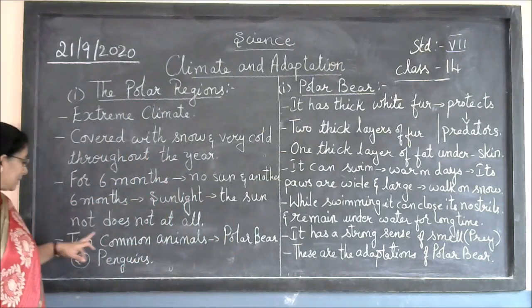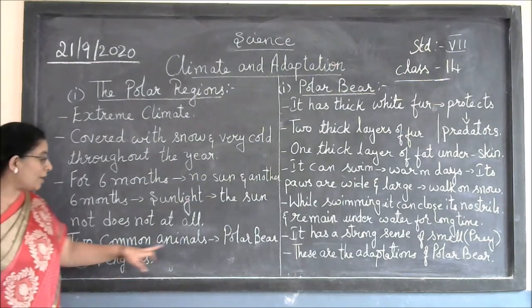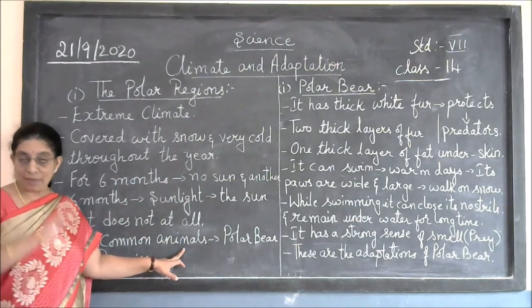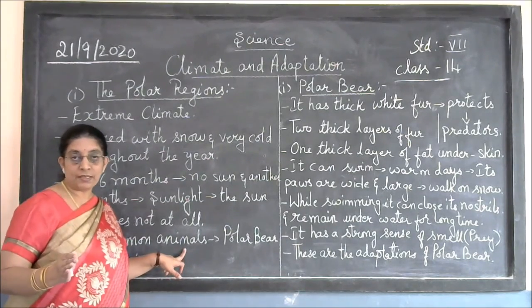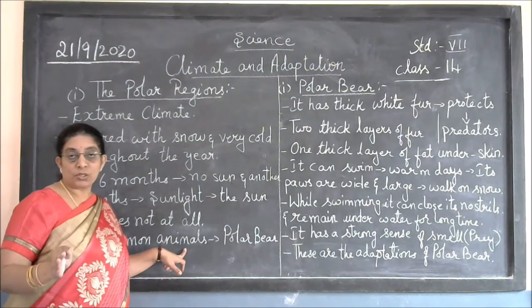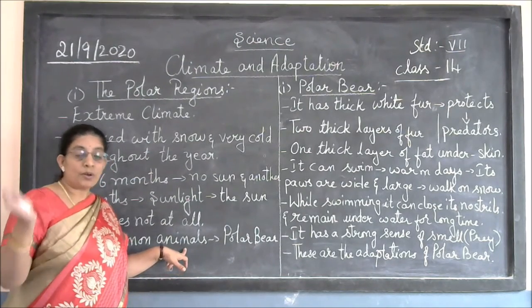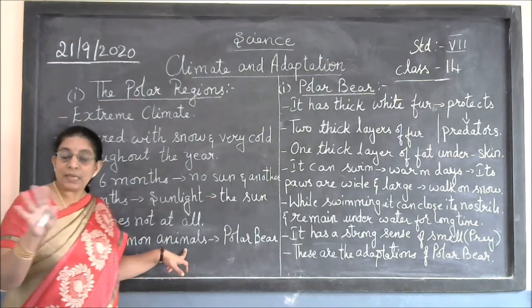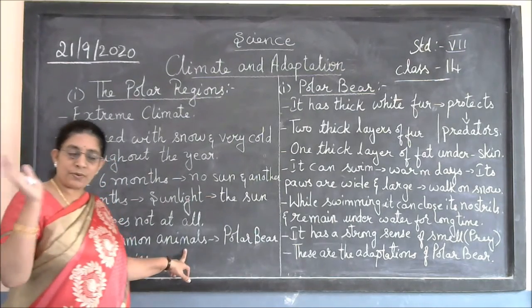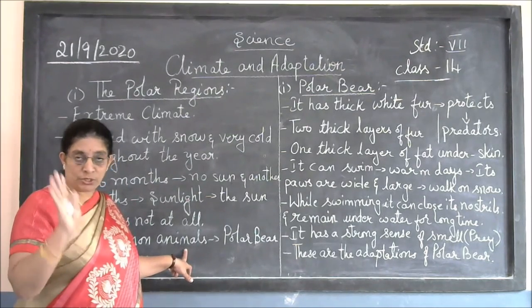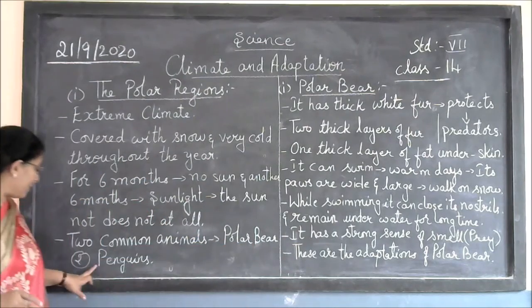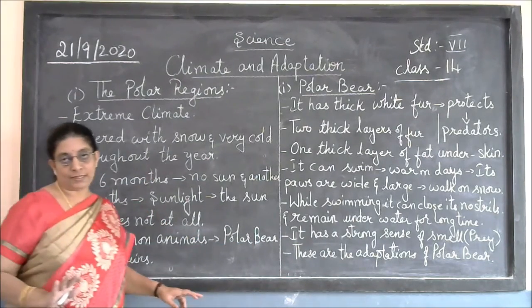Two common animals. There are many other animals which live there, and there are some birds also which live over there, but they are not permanently living there. The most common animals which you see over there are the polar bear and the penguins.